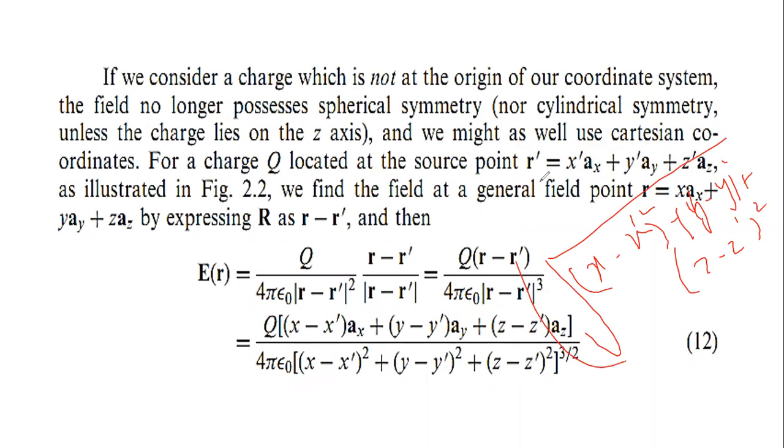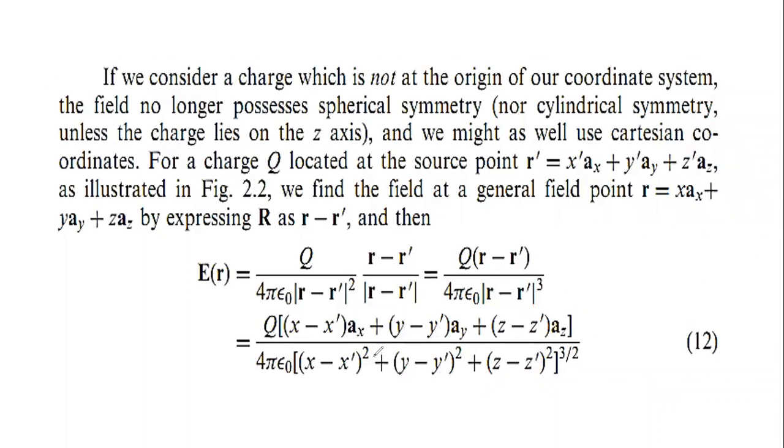So if you take the cube of this magnitude, it will be equal to this term to the power 3 by 2, because 1 by 2 is coming from the square root. So we will get (x minus x dash) square plus (y minus y dash) square plus (z minus z dash) square, whole to the power 3 by 2. So this is the electric field intensity due to a charge q which is not placed at the origin.